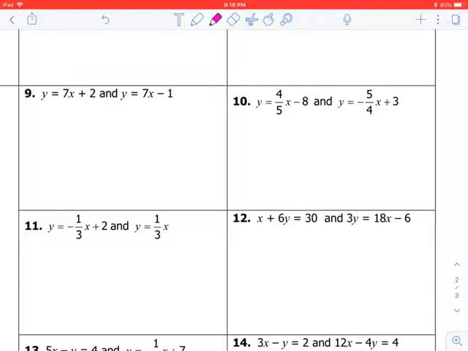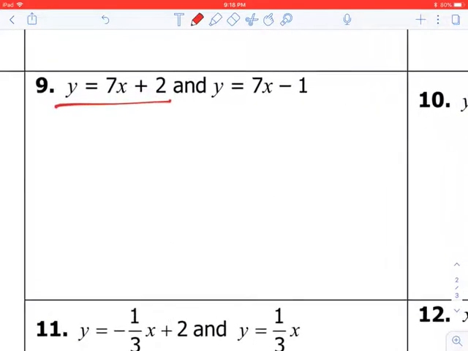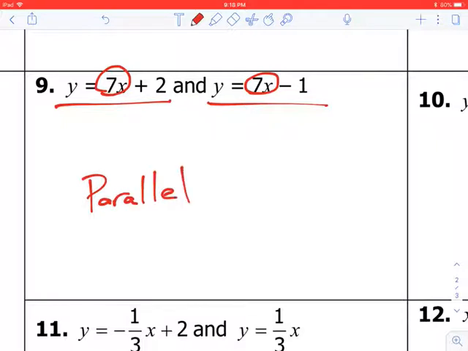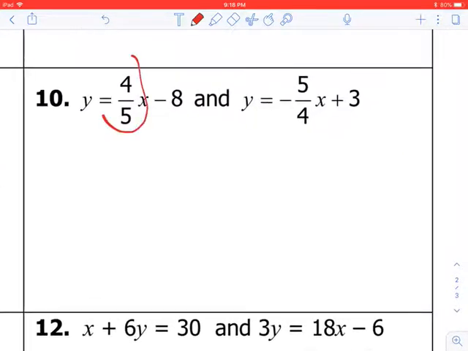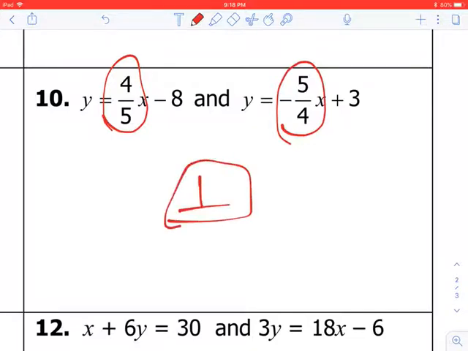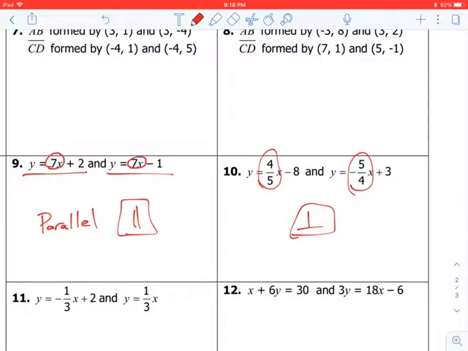So in this case, I've got y equals mx plus b for 9, y equals mx plus b for the other equation. So 7 is my slope, 7 is my slope. So those are parallel. Same thing here, number 10. Look at the slope. Y equals mx plus b. It's switched signs and it flipped. So that is perpendicular.